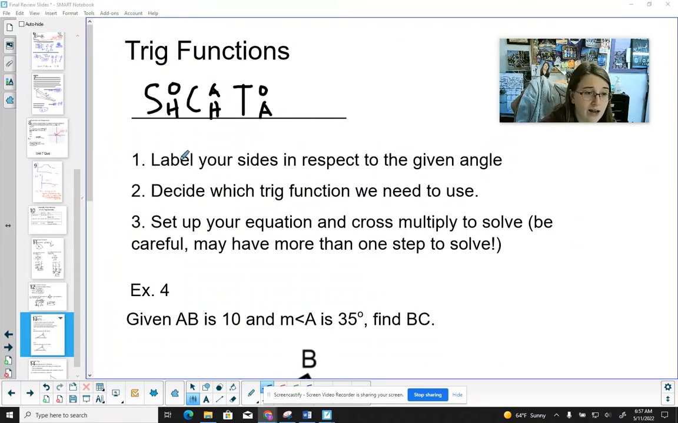So these are our steps. Again, we got to label our sides. We've got the opposite, the adjacent, the hypotenuse. We're going to use those labels to figure out which trig function to use. We set up, we cross multiply, we solve.